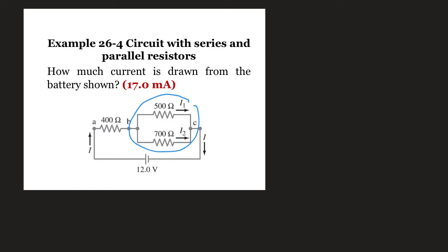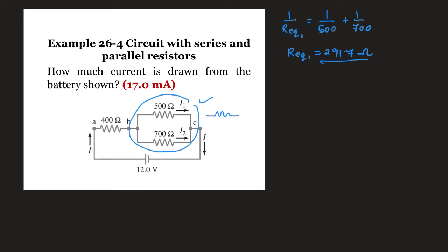So the 500 and 700 are definitely going to be resistors in parallel arrangement. So you are going to find the 1 over R equivalent for the first one, which is going to be 1 over 500 plus 1 over 700. So find the R equivalent first, which is going to be 291.7 ohm.